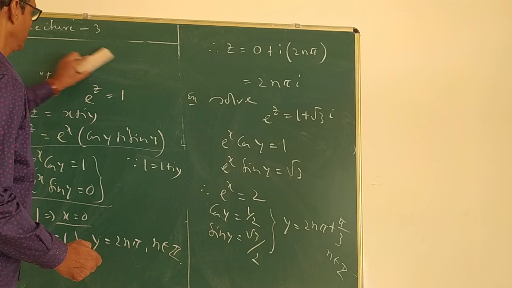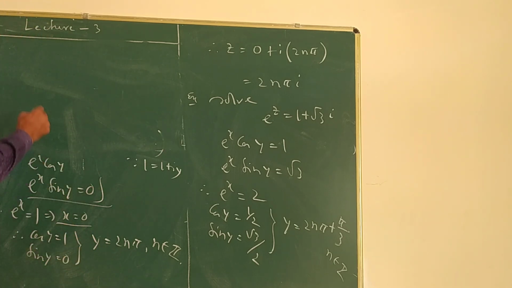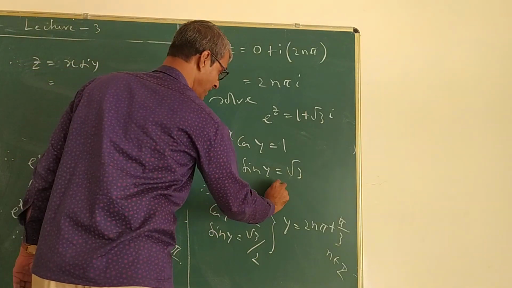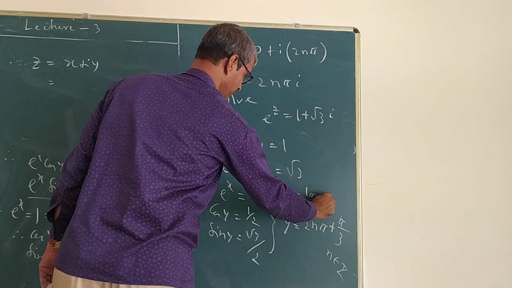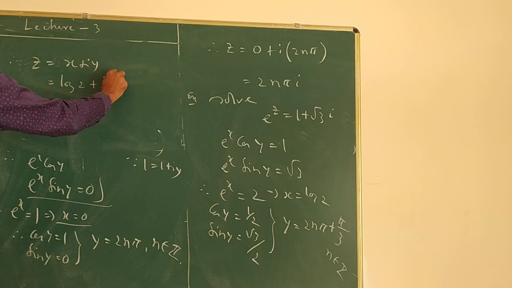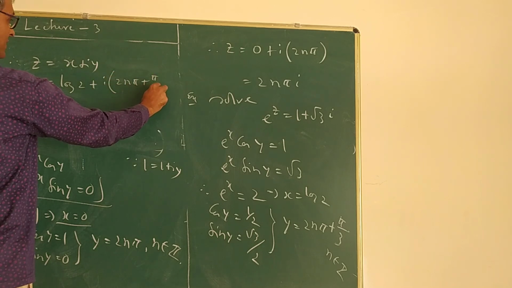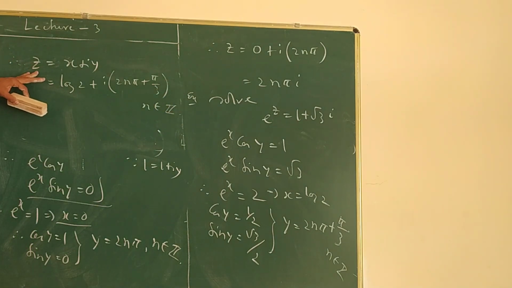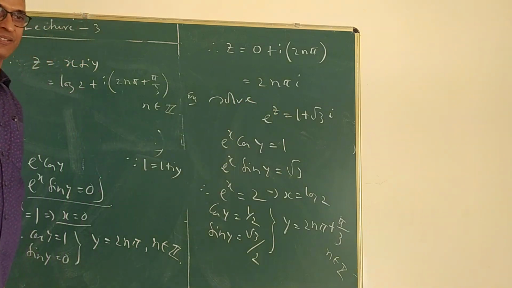We suppose z is equal to x plus iy. From this you will get x is log of 2. So z is log 2 plus i(2n pi plus pi by 3), where n is an integer. For each n you will get different values of z, so that e to the power z equals 1 plus root 3 i. Thank you.